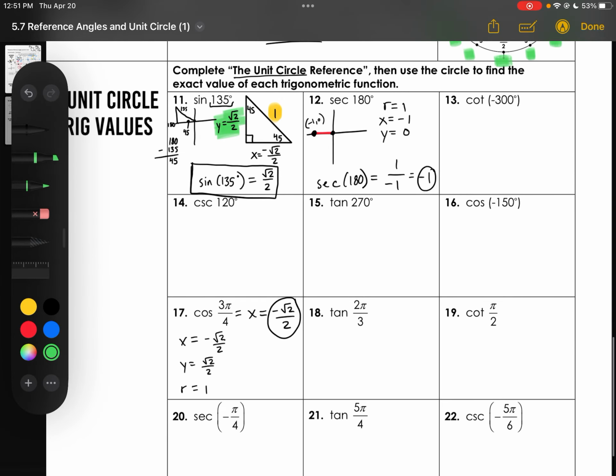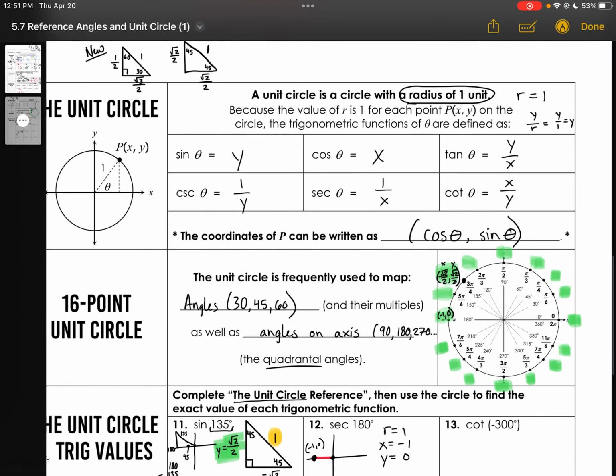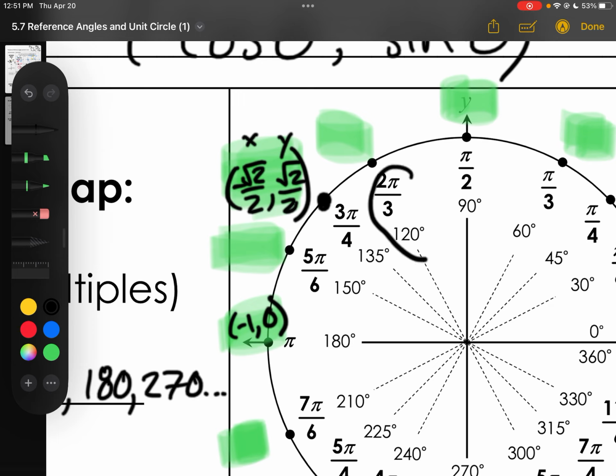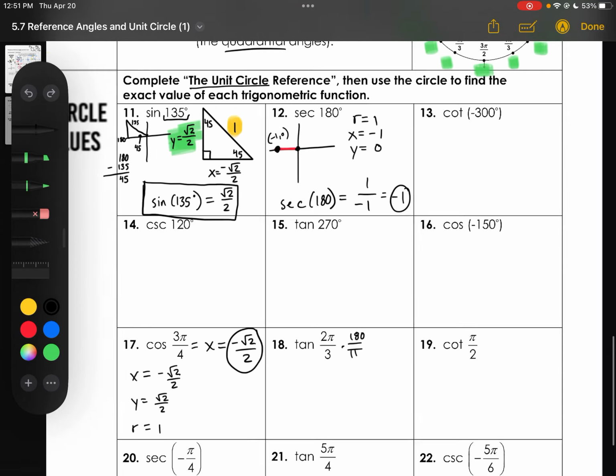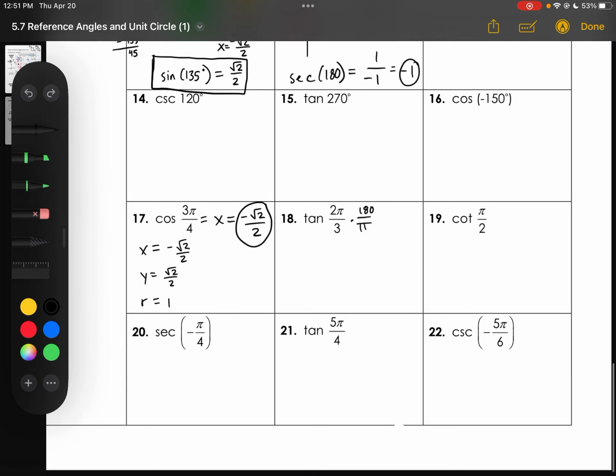So the next one, we can take a look at 2 pi over 3. What happens when it's not perfectly working? Well, we can convert it to degrees. That's one method that we can use, but we can also look at the unit circle. So 2 pi over 3 on the unit circle is right here, and 2 pi over 3 is equal to 120 degrees. So now we have all of our conversion factors done for us, which is pretty nice. We don't have to do that work anymore.